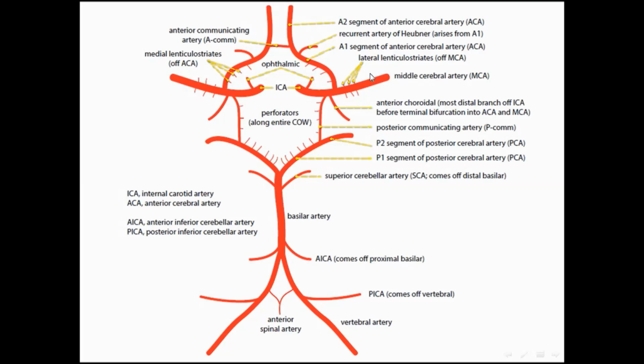This is an illustration of the circle of Willis. This is the tip of the circle of Willis formed by the basilar artery. The posterior circulation is formed by the posterior communicating artery here, the P1 segment of the posterior cerebral artery here, and the basilar artery at the tip of the circle of Willis. And then the anterior circulation is formed by the left and right internal carotid arteries, the A1 segment of the anterior cerebral arteries, and the single anterior communicating artery.